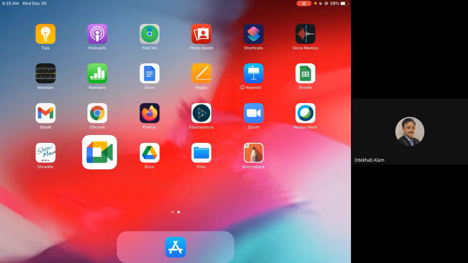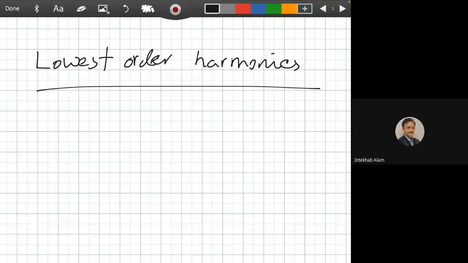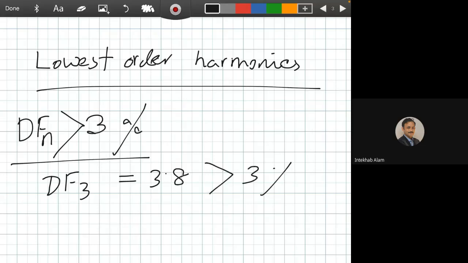So we need to define this term, lowest order harmonics. How much should we take into consideration to calculate the distortion factor or the total harmonic distortion? Whenever we find that, we'll consider those harmonics whose distortion factor is greater than 3%. For example, here the distortion factor of the third is equal to 3.8 or something like this. You have got it. It's greater than 3%.